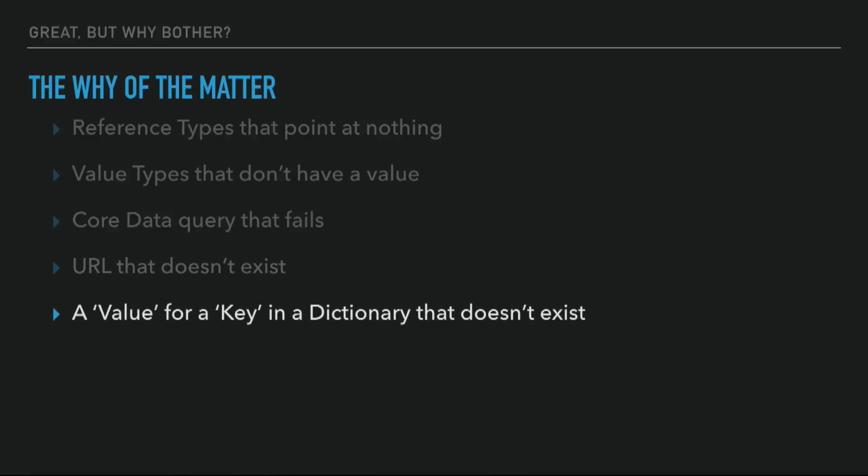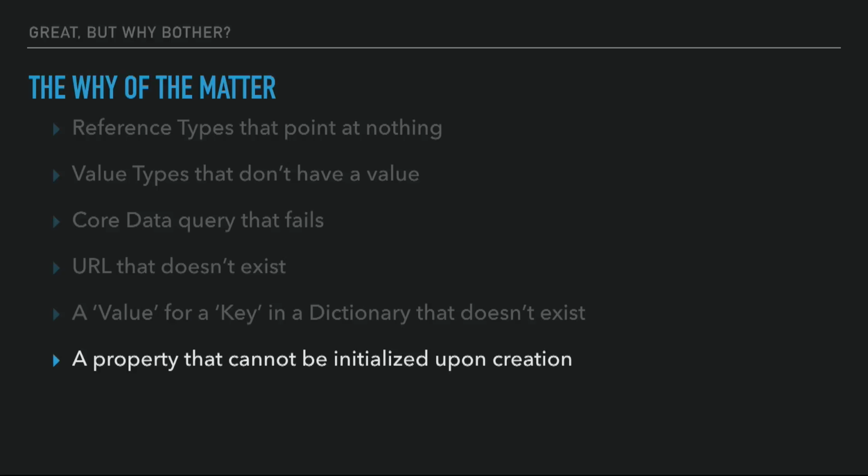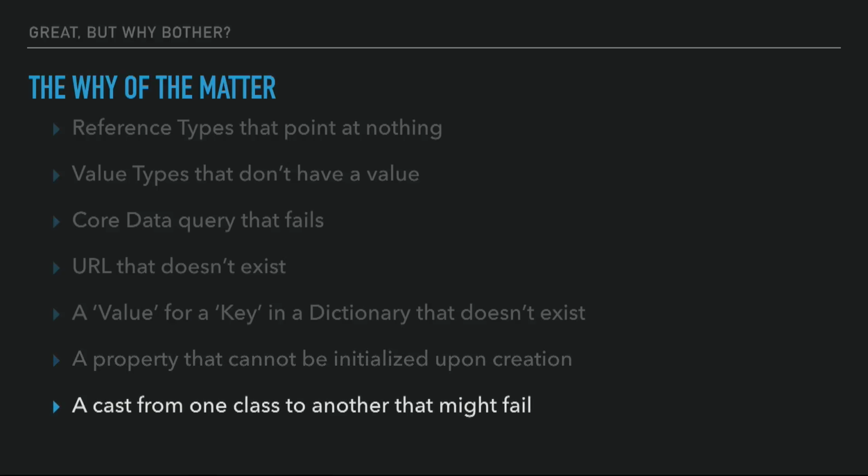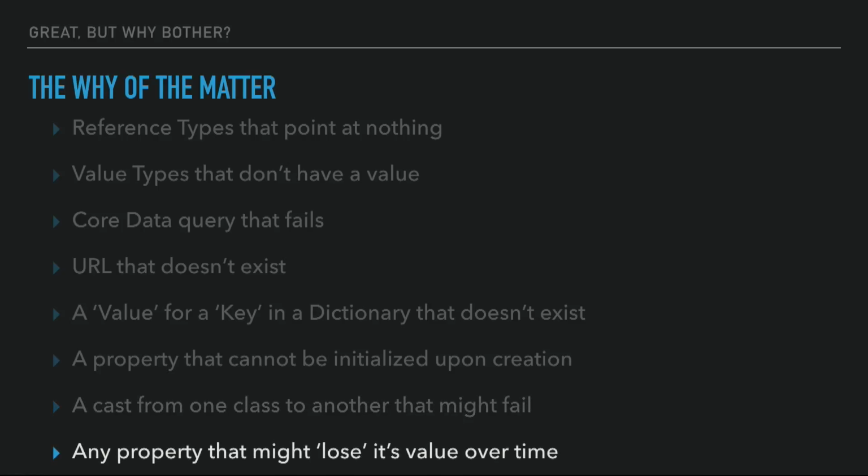URLs that don't exist. We've all run into that. A value for a key that doesn't exist. It's not zero. There's nothing. A property you can't initialize, which we've seen if you've ever played with Interface Builder. Casting from one class to another that doesn't work. Or any property that's going to lose its value over time. I mean, we deal with state. We're constantly fighting state, constantly fighting with things changing. I thought this was supposed to be this value, but it disappeared altogether. Nothing.